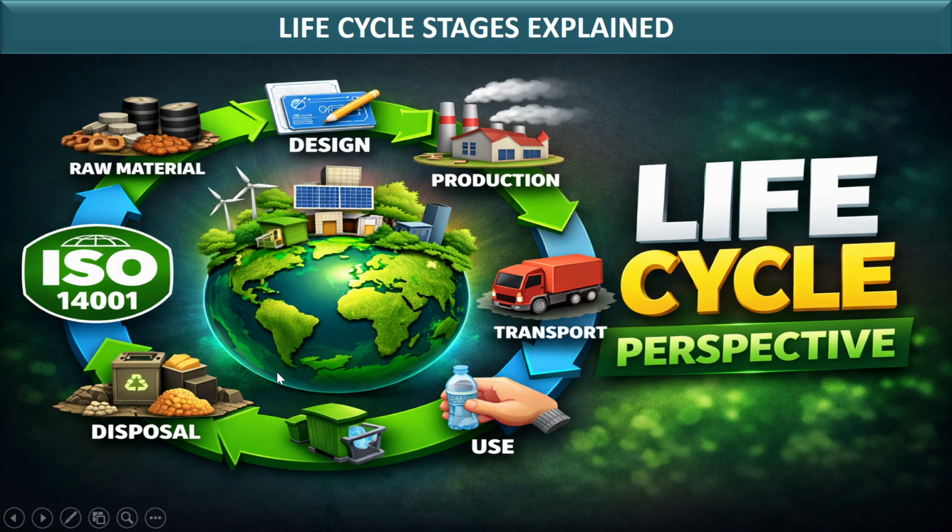Over here in this diagram, these are our aspects: raw material, then design, production, manufacturing. We just take an example of a manufacturing organization because it's very easy for you to understand. Then the transportation, and then use, then after use the waste, and after use we dispose of this. So this is the life cycle perspective.